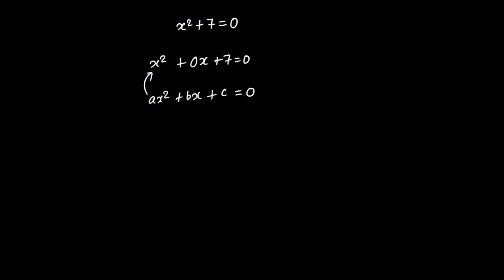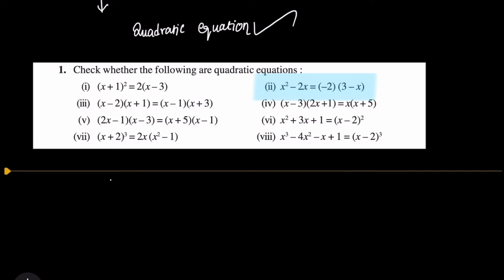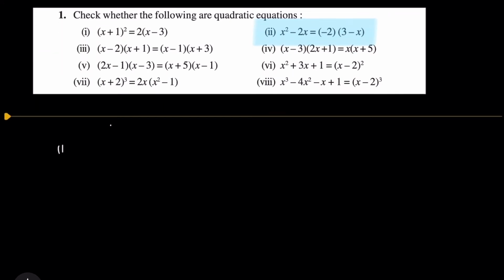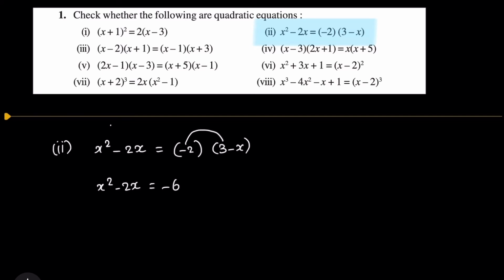And what's the value of a, b, c? So a is equal to 1 and b is equal to 0, then c is 7. Now question number 2. x² − 2x = −2(3 − x). So now you multiply. x² − 2x equals −2 times 3, that is −6, and −2 times −x. Two negatives make a positive.